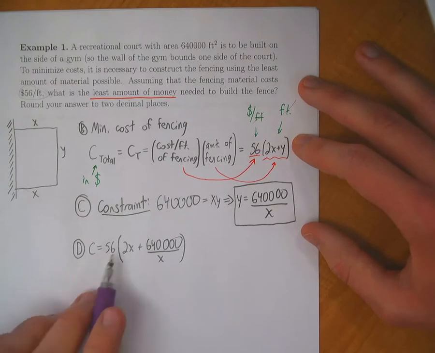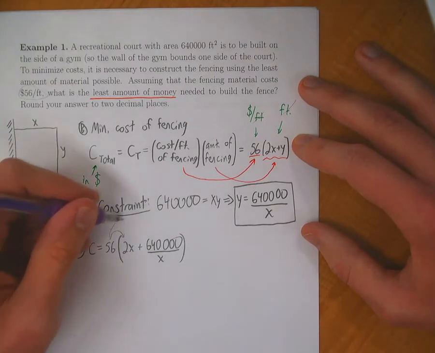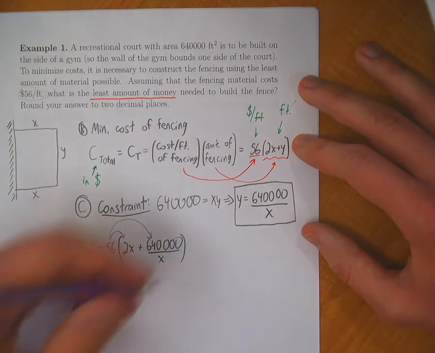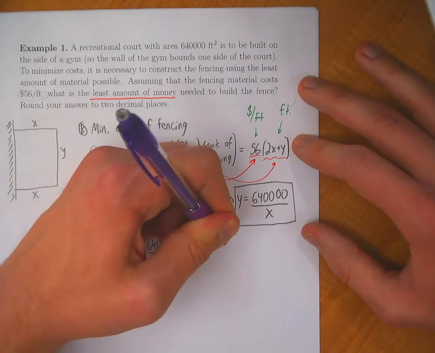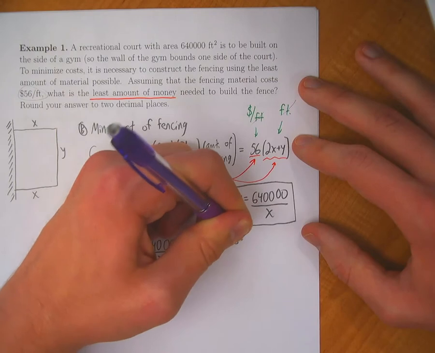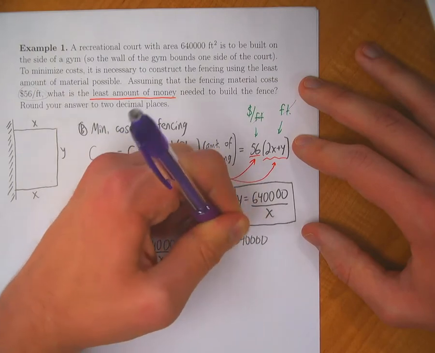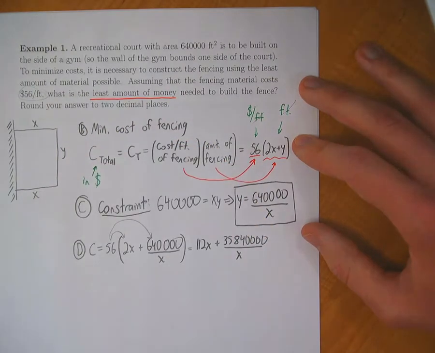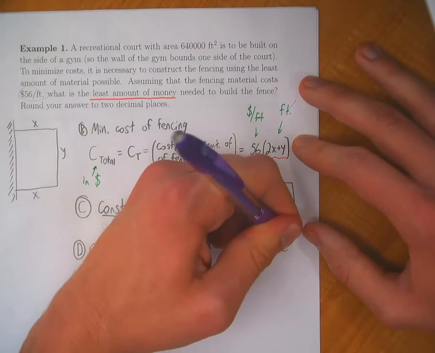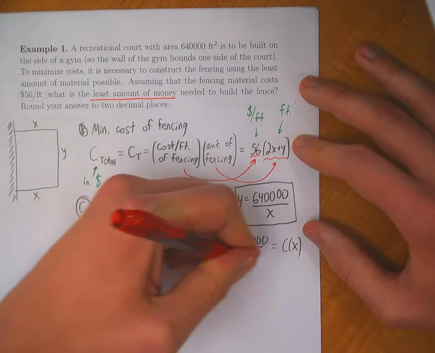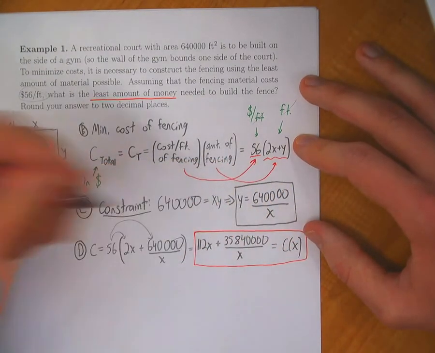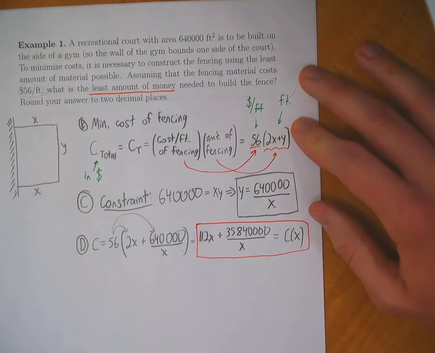So then if we multiply 56 to both terms here via distributive property, then what we get is, well, 112x plus 35,840,000 over x. So then this becomes our objective function, which represents the cost in terms of one variable x. Okay? So this is our objective function.